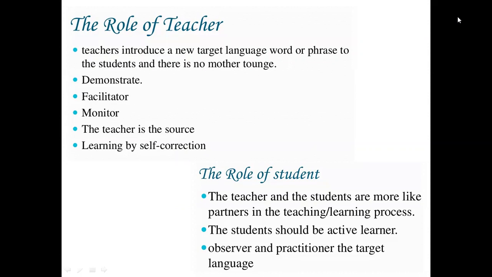And then the role of the student. The teacher and the student are more like partners in the teaching-learning process. If the teacher is teaching, then the student is learning. And there is the partnership. If the teacher is teaching well, but the student is not able to get it, there is no partnership, then the student will not get the language. A student also has to be an active learner, an observer and practitioner, and aim to understand and get the message that the teacher is trying to teach.